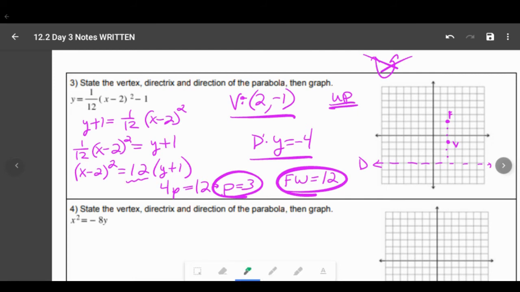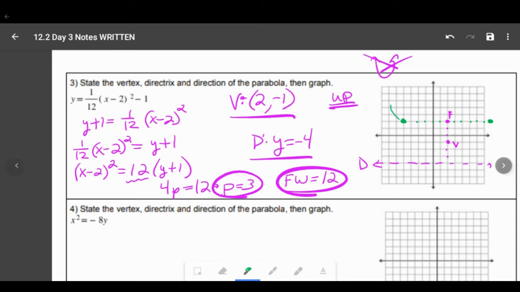From the focus, if I were to go 6 steps, 1, 2, 3, 4, 5, 6, because it's cut in half, 6 steps to the right, and 6 steps to the left. If I were to draw that in, that whole thing from green dot to green dot is my focal width. Those are the ends of the parabola going through the focus.